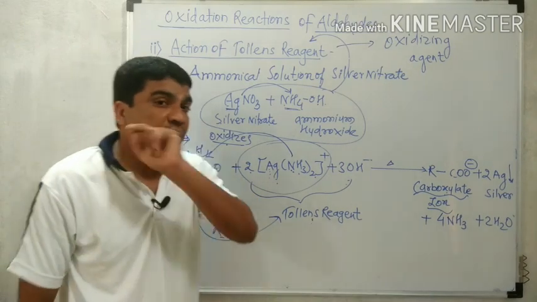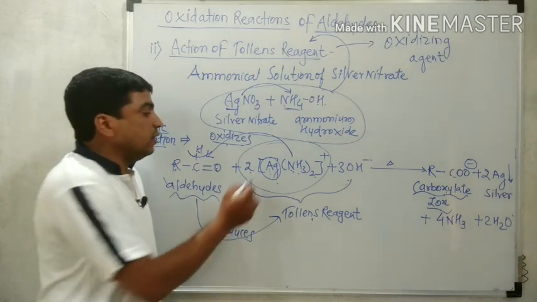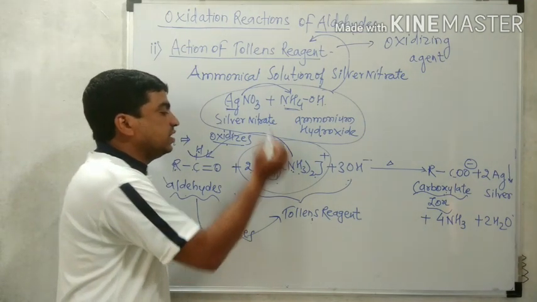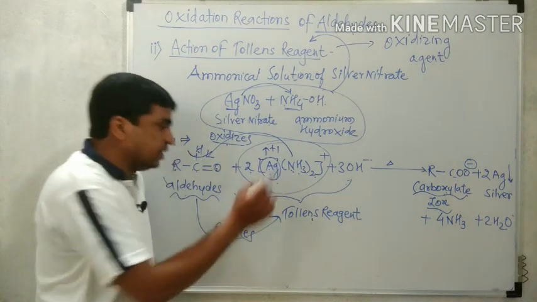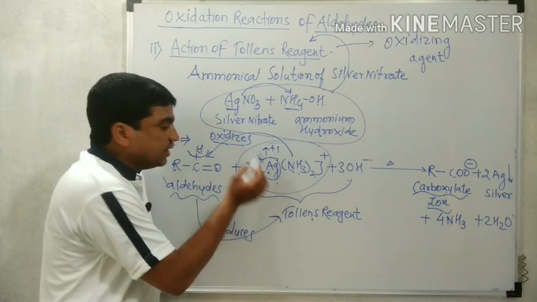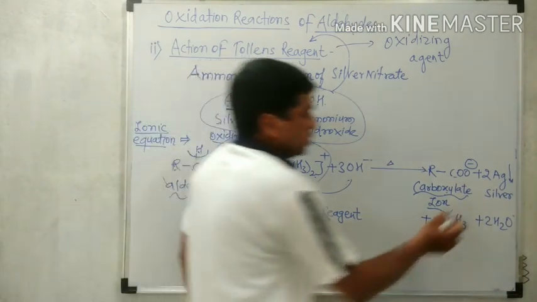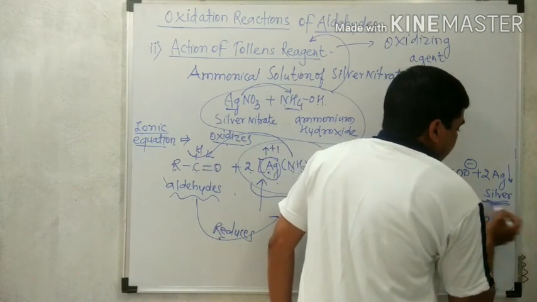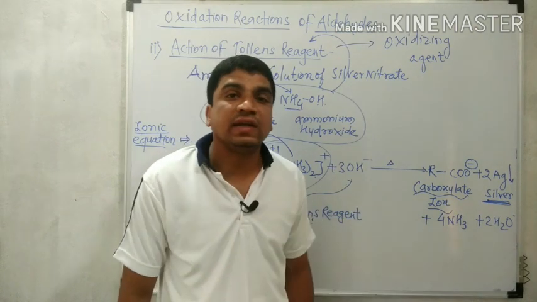Tollens reagent. But which part of Tollens reagent? Silver ion. Here silver has a +1 oxidation state in the complex. So from the Tollens reagent, aldehyde reduces silver ion. Which ion? Silver ion into metallic silver. Here the byproduct is metallic silver with carboxylate ion.